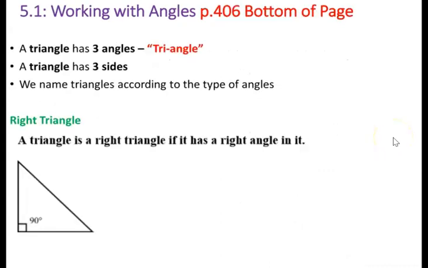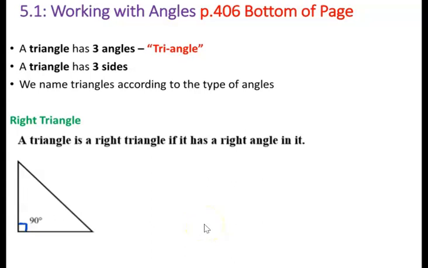Let's talk now about triangles. Triangle means 3 angles, and where you have 3 angles, you also have 3 sides. And we name triangles according to the type of angles that exist in the triangle. So we first have right triangles. If a triangle has a right angle, and again, that has to be indicated by the box in the corner, a 90-degree angle, then we call this a right triangle.